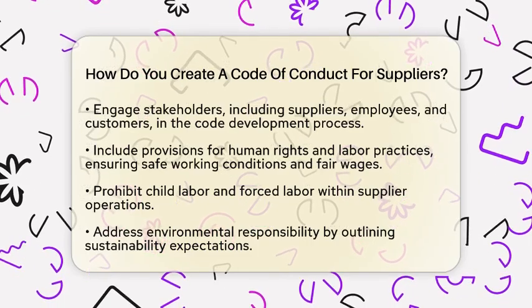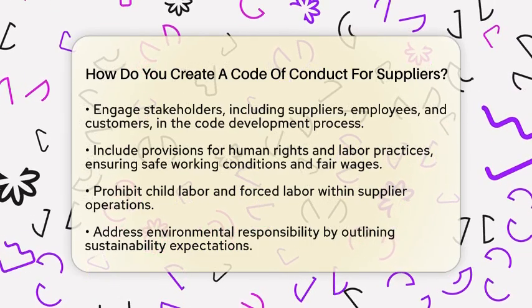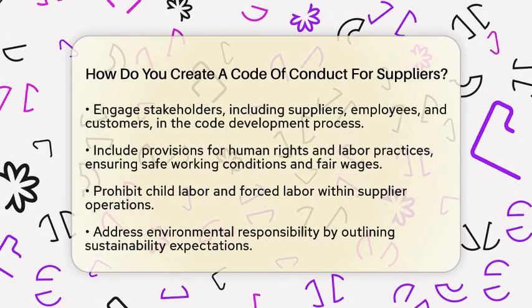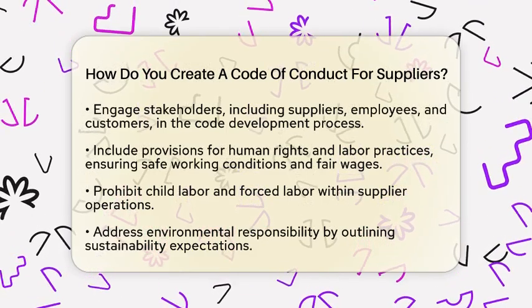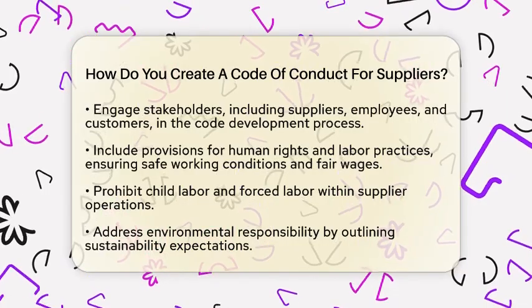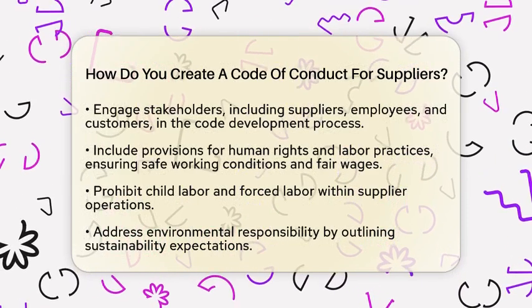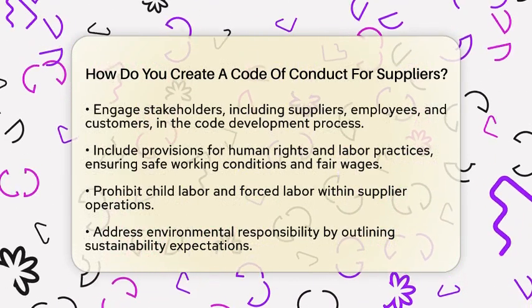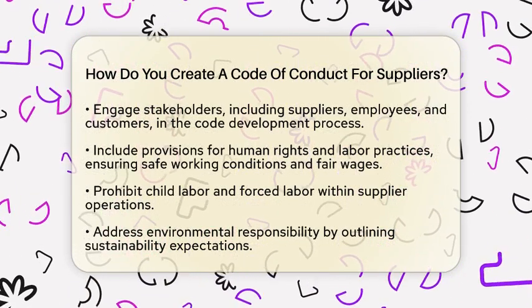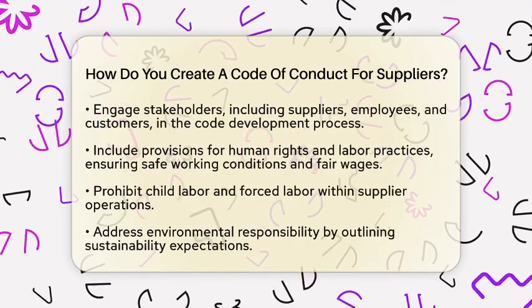Now, let's get into the specifics. Your code should include provisions for human rights and labor practices. This means ensuring suppliers respect human rights, maintain safe working conditions, and provide fair wages. It is also crucial to prohibit child labor and forced labor.